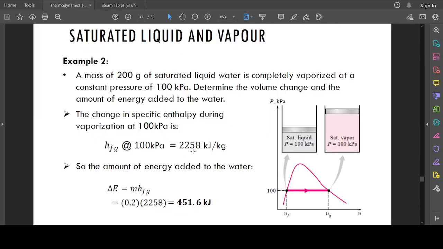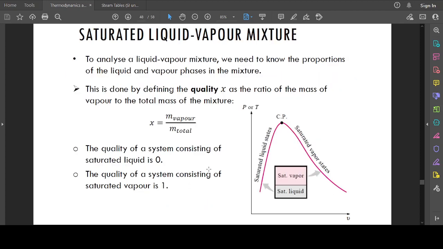When you do that, the unit here is in kilojoule per kilogram, and you are only required to calculate the energy added to the water. So we have the total amount of water. The change in energy is equal to the total mass of the liquid times the latent heat of vaporization, and that will give you the total energy in kilojoules. So going from liquid to gas phase, this is all we need to do.